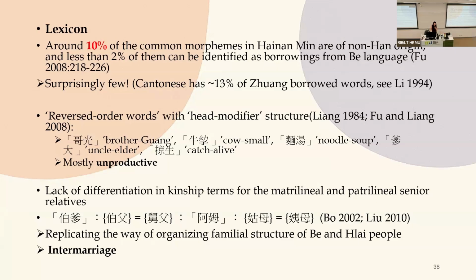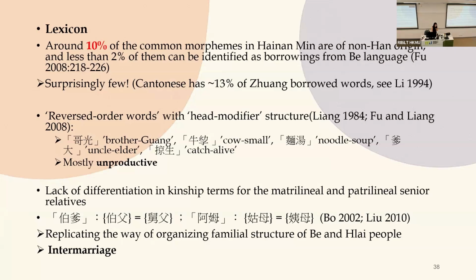And the lack of borrowed words from non-Sinitic languages and the presence of reverse order words in Hainan Min seem to contradict the conclusion of what we have previously discussed. Intense language contact, social bilingualism, and language shift would, generally speaking, result in heavy borrowing and transfer of morphological rules. But this is not the case in Hainan Min. And we'll explore this peculiar phenomenon later in our discussion.